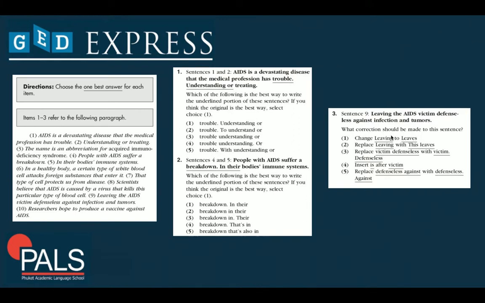The answer to number 3 is number 2. Replace leaving with this leaves. So we're not connecting it to another sentence, but we are fixing it by making it a complete sentence on its own. So this leaves the AIDS victim defenseless against infection and tumors. Choice 2 creates a sentence that makes sense. The other choices create more fragments, and really that's not what we need anymore.